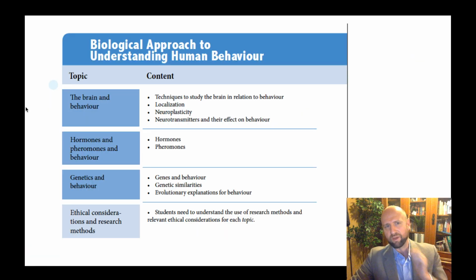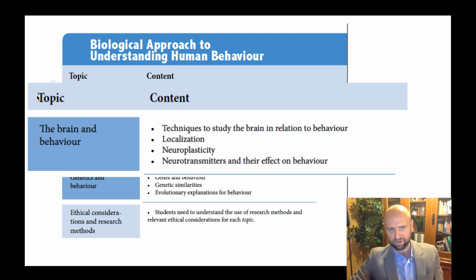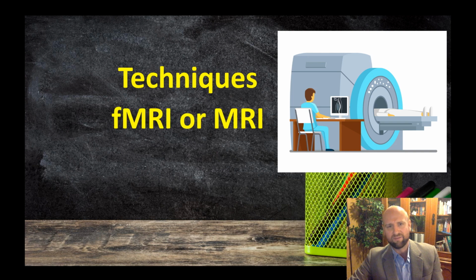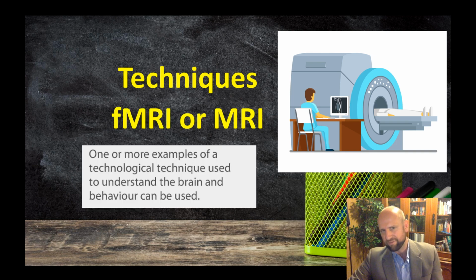The biological approach to understanding human behavior, we're going to focus on this first topic, the brain and behavior, and we're going to narrow our focus to techniques to study the brain. I want to show you how you can write a really good explanation of how one or more techniques are used to study the brain in behavior. I would recommend choosing fMRI or MRI, definitely technological techniques, because the image we see here is taken straight from the guide.